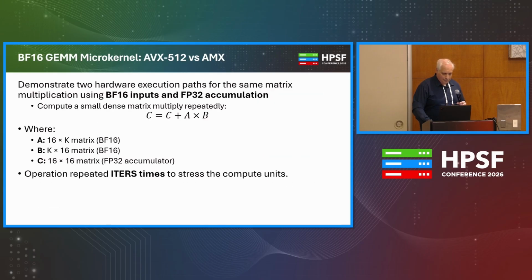All right. So in this case, we're going to do an example I'll show you here of code running both AVX 512 and AMX. What we're doing here is just a BF16 GEMM workload. So C equals C plus A times B. One's going to be done with AVX, the other one AMX. And we're just going to repeat it here many times just to stress the compute units out and be able to see what's going on.